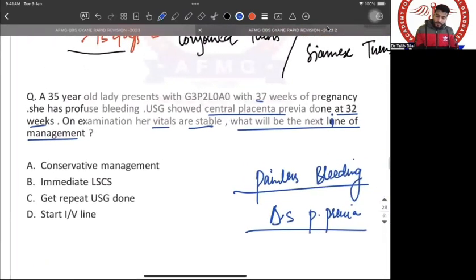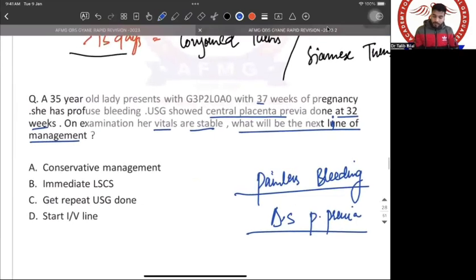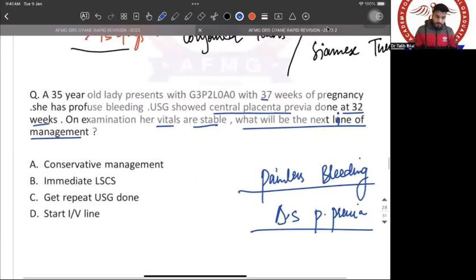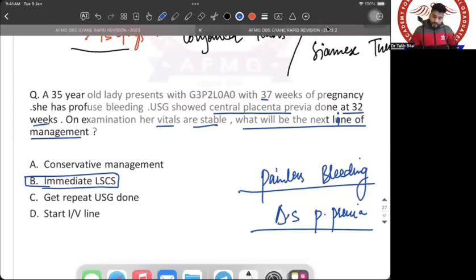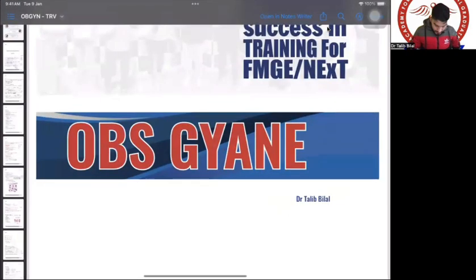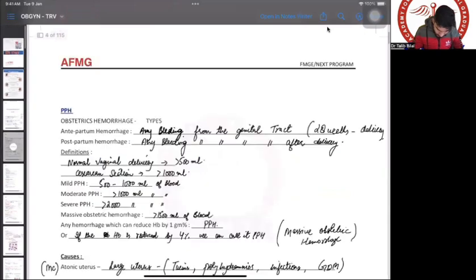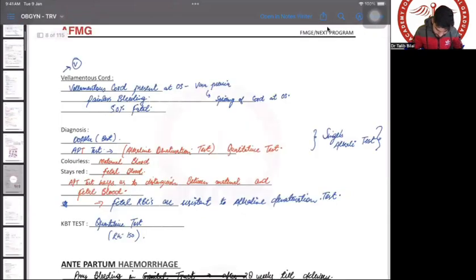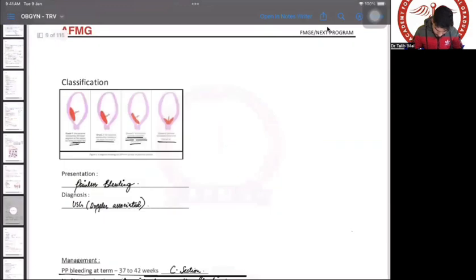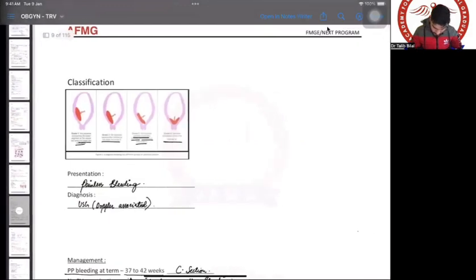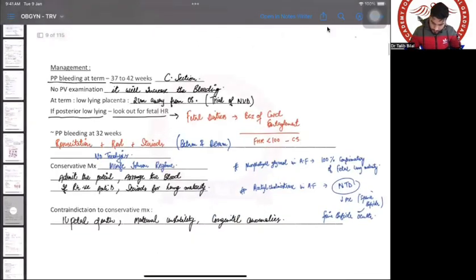So let's see the question, guys. She is at 37 weeks. That means she's at term with central placenta previa. The next line of management will be immediate LSCS, immediate lower segment cesarean section, guys. So what is placenta previa? I'll show you from the pictures, guys. This is placenta previa. Okay, directly from the management, guys.